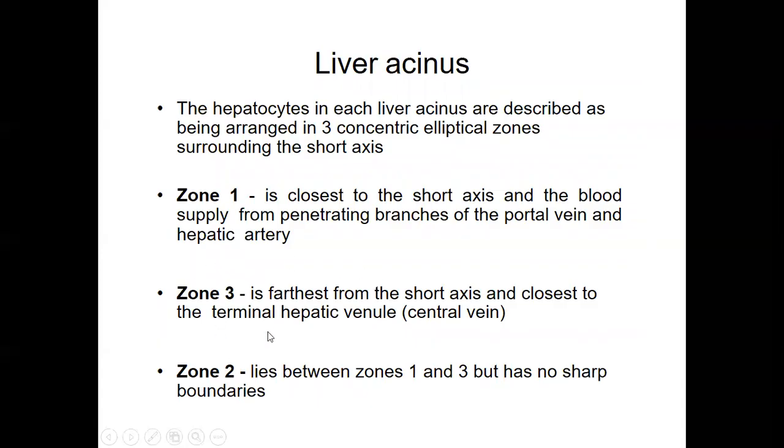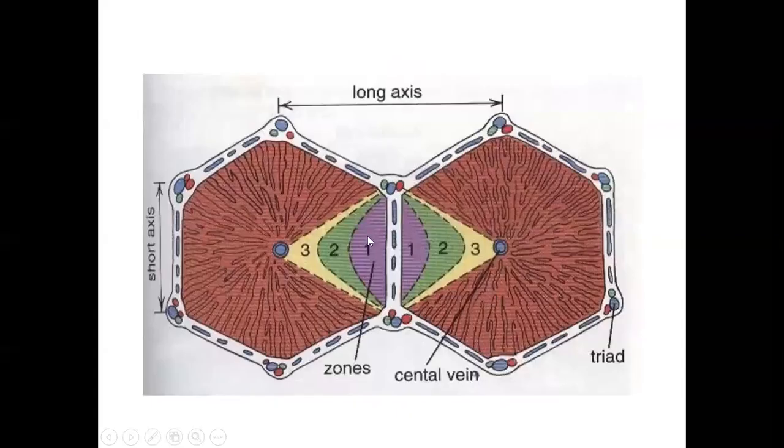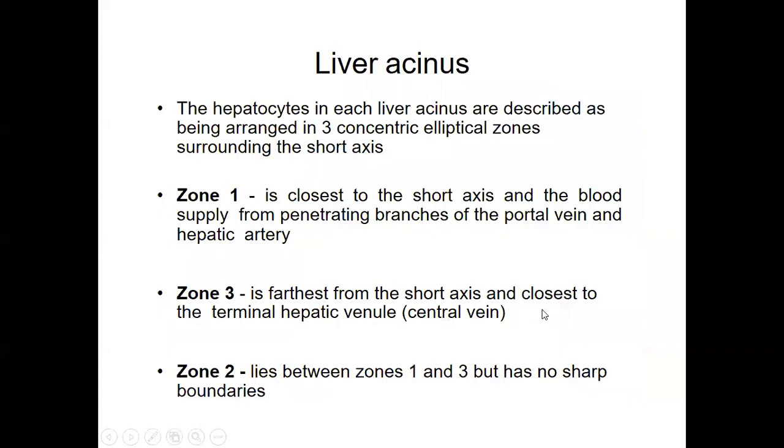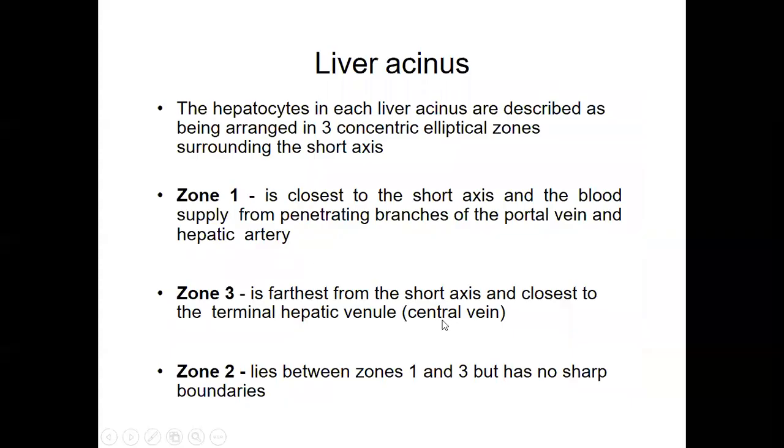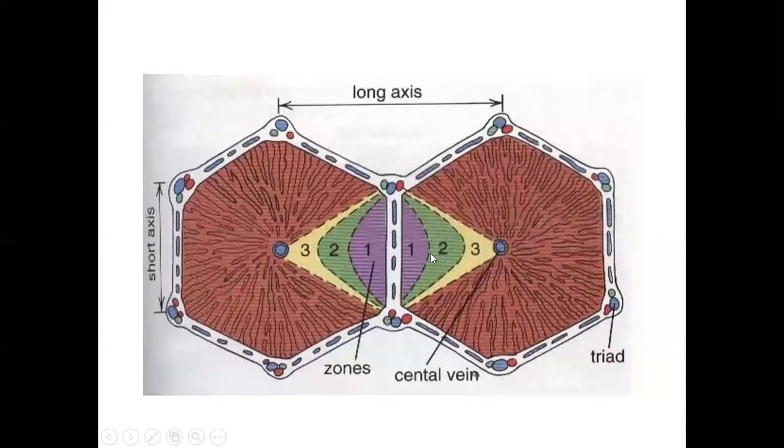And zone number three is the farthest, far away from the short axis. If you see here, this is zone number three, far away from the short axis. But it is closest to the terminal hepatic venule, of the central vein. Zone number two lies between zone number one and number three, but we don't have a clear, sharp boundary between zone one, zone two, and zone three.